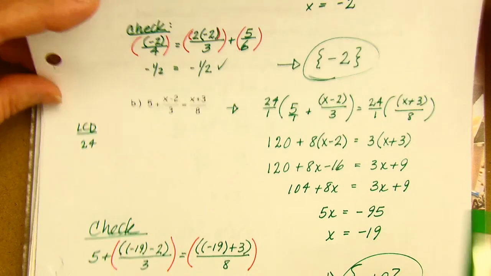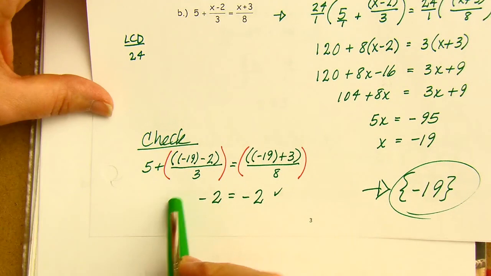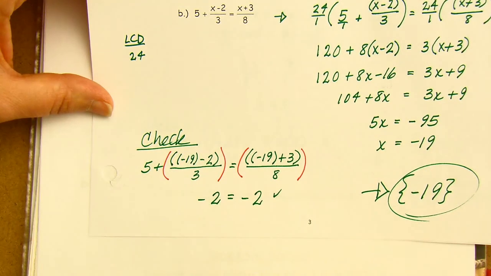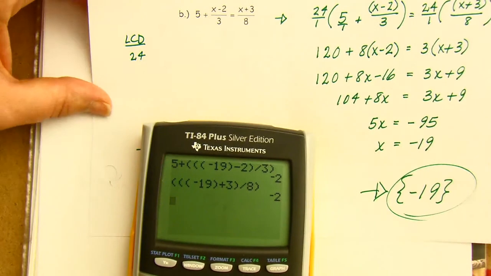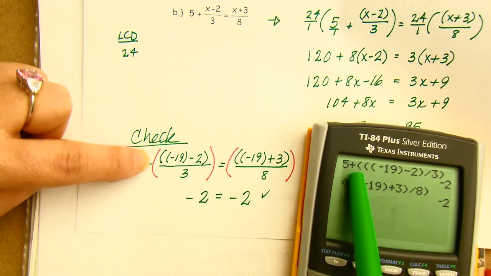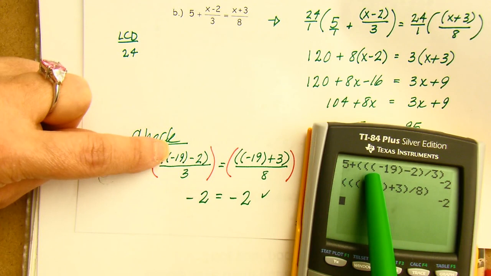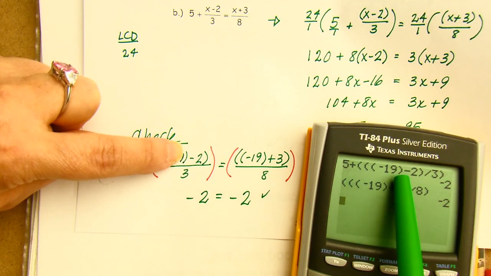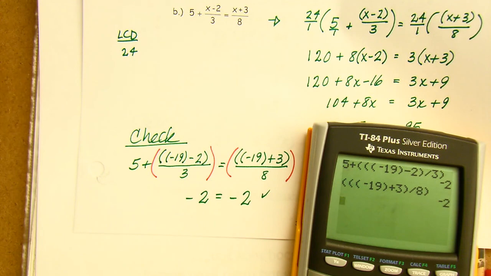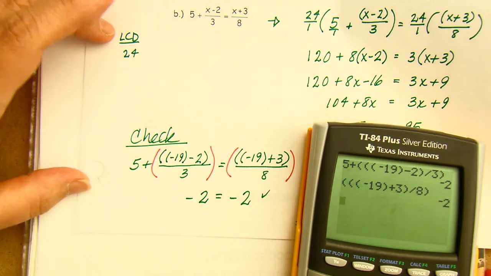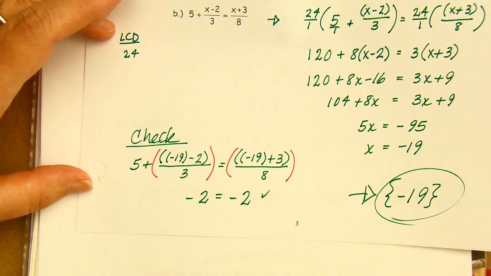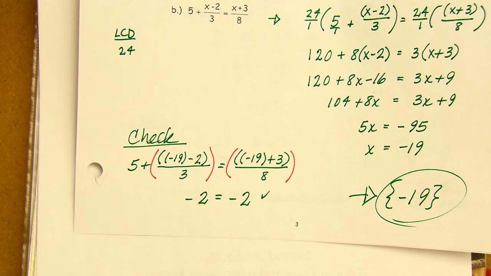I set up my check and I use that same rationale with the quantity, and then the parentheses for the x. When I typed in exactly what I see, here I have 5, there's my 5 plus, and then I had 1, 2, 3 parentheses, negative 19, close a parenthesis, minus 2, close a parenthesis, divide by 3, and then close it. Negative 2 does in fact equal negative 2, and so I can be sure that my proposed solution of x equals negative 19 is an actual solution, and then I put it in set notation.